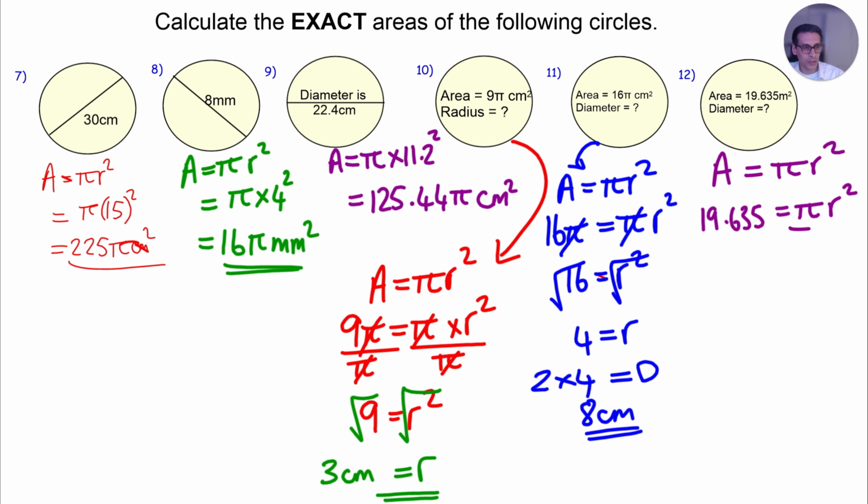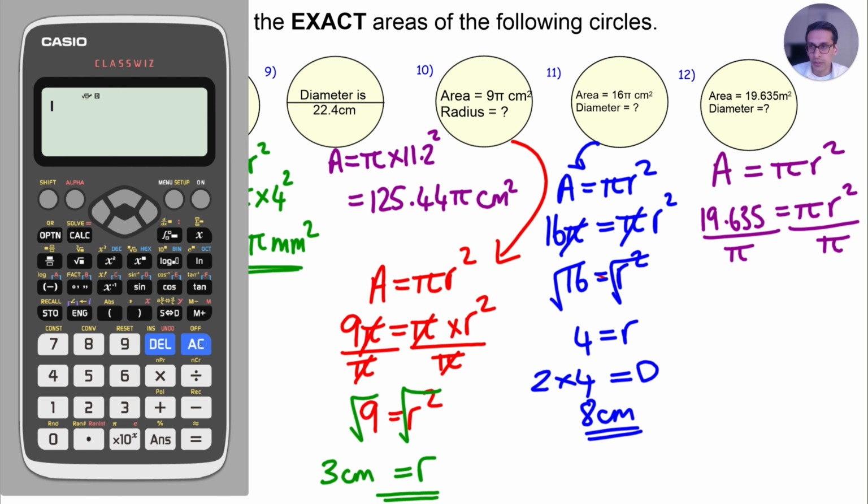So we're going to divide both sides by pi. Now this you would need a calculator for. So let's get the calculator out. Okay, so on this calculator we're going to do 19.635 divided by, and then pi, so shift, and then in this calculator it's the bottom middle key. In your calculator it might be shift 7. I'm going to press equals, we get 6.25001.